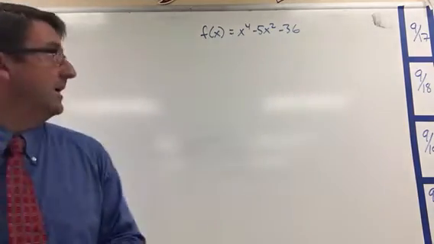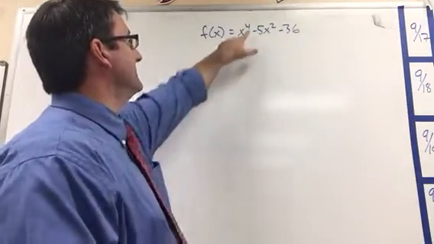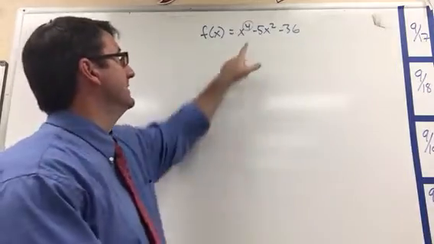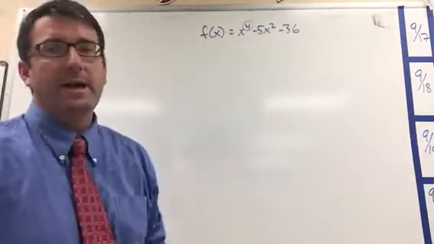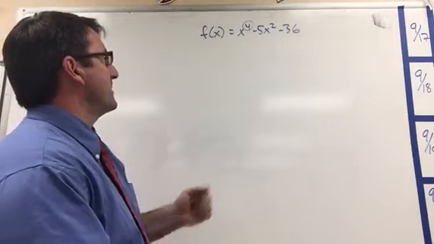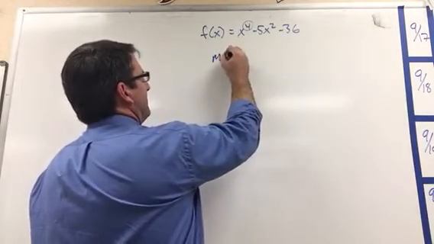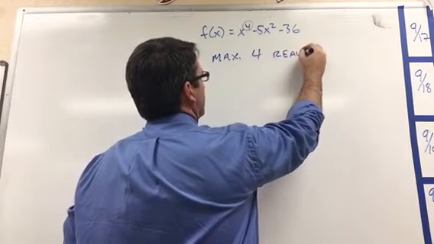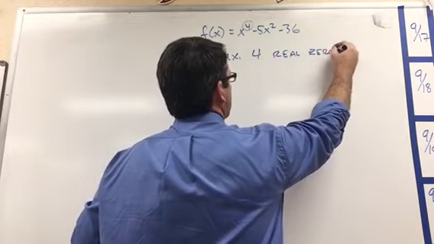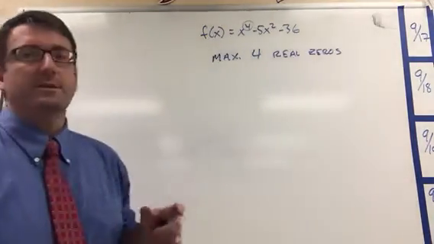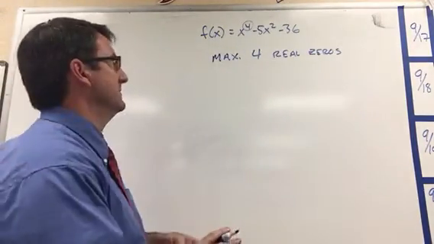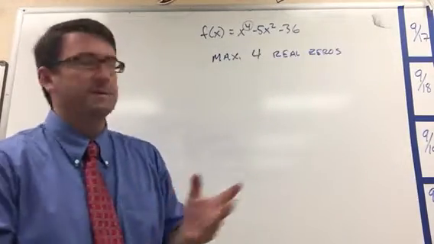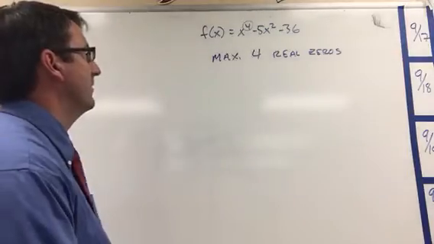All right, so this is a 4th degree polynomial. We can tell that from the largest exponent. And what that means is that there's a maximum of 4 real zeros. There'll be a total of 4 zeros, but some of them may not be real zeros. There's a maximum of 4 real zeros.